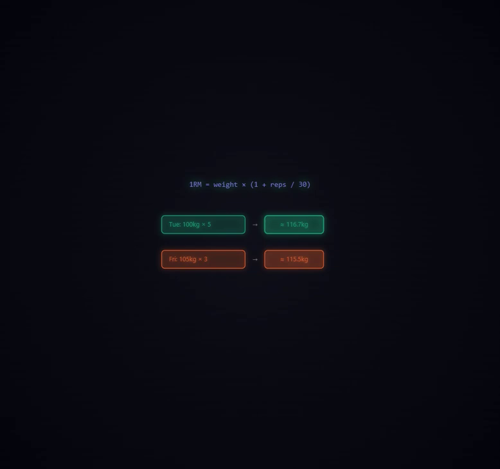Okay, let's run the math on that just to visualize it for you guys. If I lift 100 kilos for 5 reps, I take 5 divided by 30, which is roughly 0.16. I add 1, getting 1.16. I multiply that by my 100 kilos. So the formula estimates that if I only did a single rep, my absolute maximum capacity that day was 116 kilos. Exactly. And if you lift 105 kilos for 3 reps, the formula estimates your maximum at 115.5 kilos.